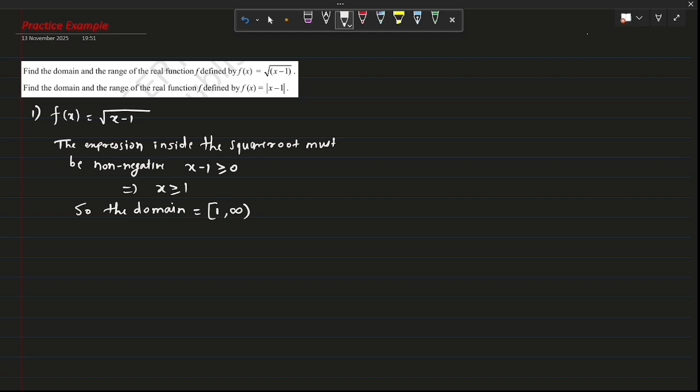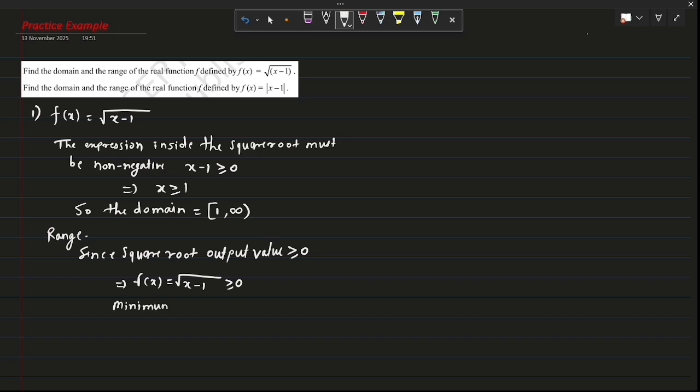And for the range, since the square root output value must be greater than or equal to 0, this implies f of x equal to square root of x minus 1 is greater than or equal to 0. Here the minimum value is at x equal to 1. What will this give? f of 1 is equal to 0. That means the minimum value is 0.